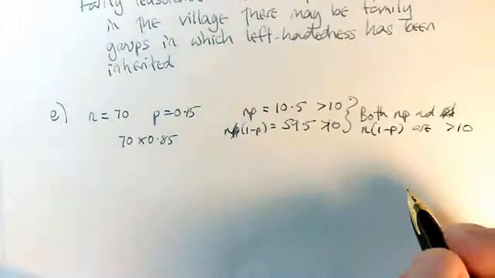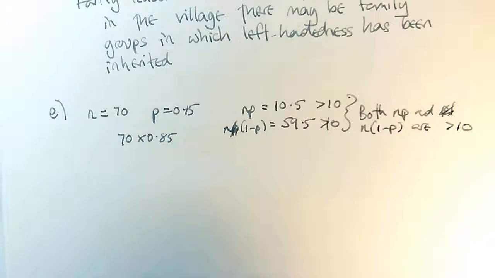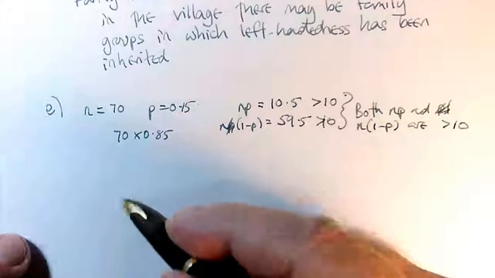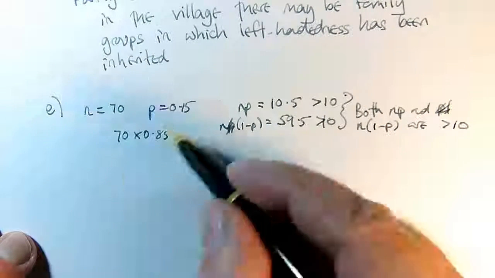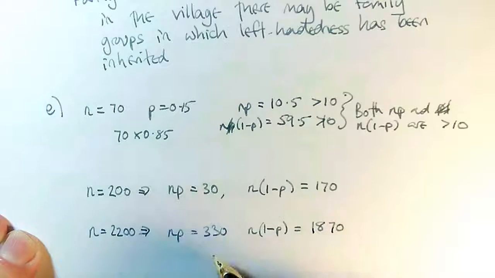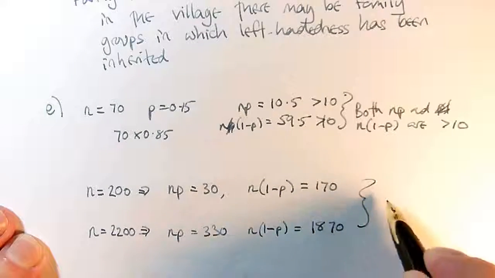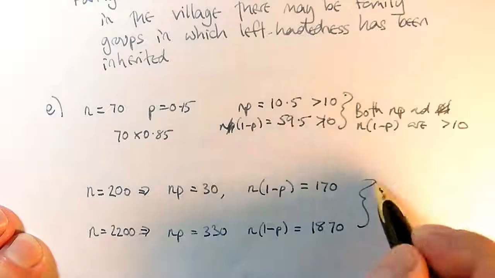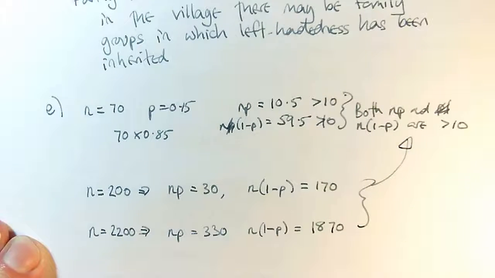I'm going to do precisely similar things with the others. I can tell they're going to work because n is getting bigger and p is staying the same. So for the school you get 30 and 170, for the village it's 330 and 1870. The same comments are made: both np and n(1 minus p) are greater than 10. In an exam you'd write this out properly. They're asking us to do the same thing effectively three times. I've been a bit lazy, but hopefully you've got the hang of that.